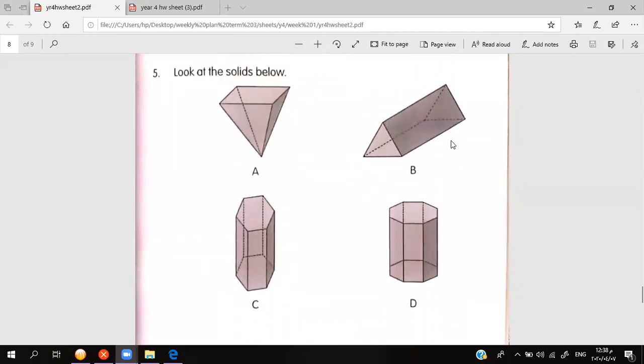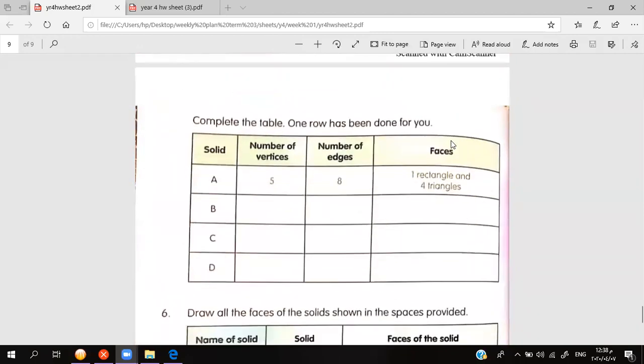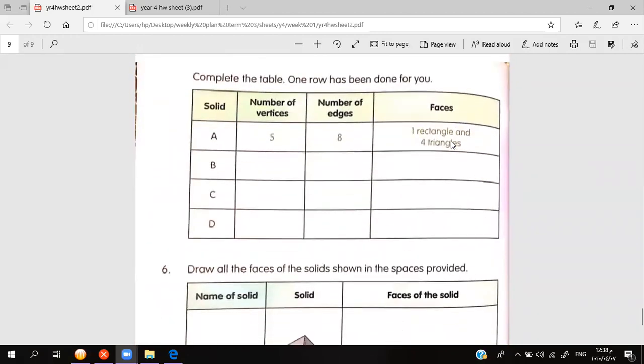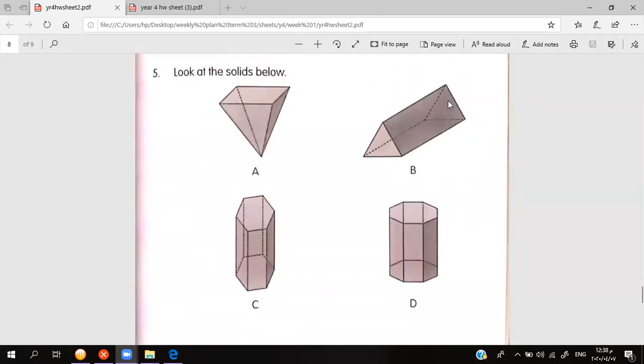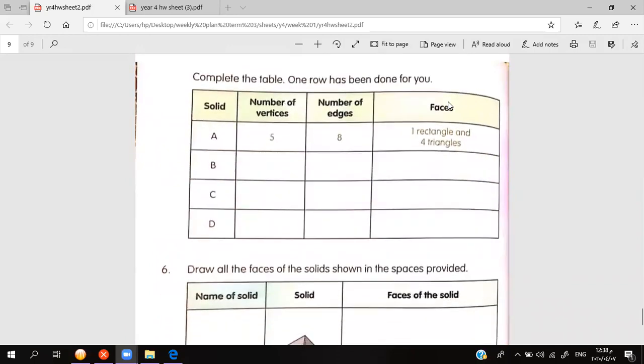Okay, using these shapes we're gonna answer. Keep these shapes with you, and I will answer this table with you. Shape A is a square pyramid, or a rectangular pyramid. You already answered it: 5 vertices, 8 edges, and 1 rectangular and 4 triangular faces.